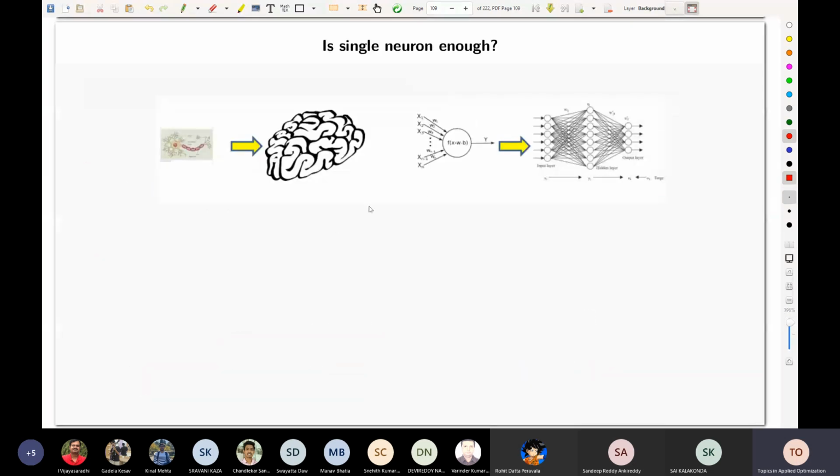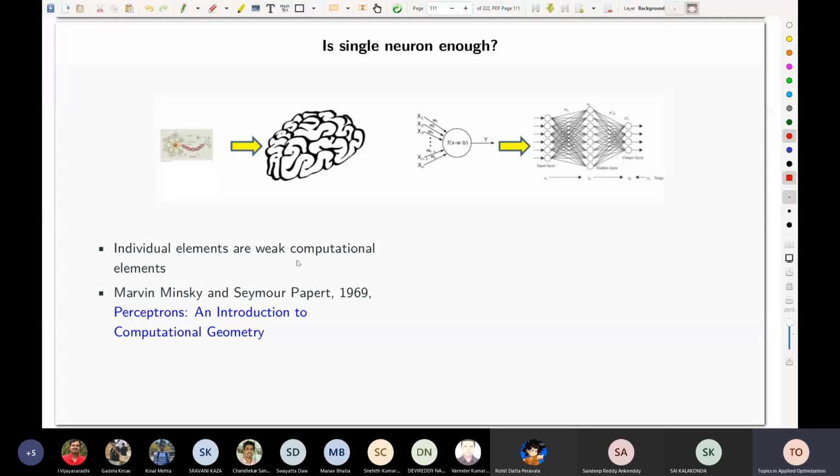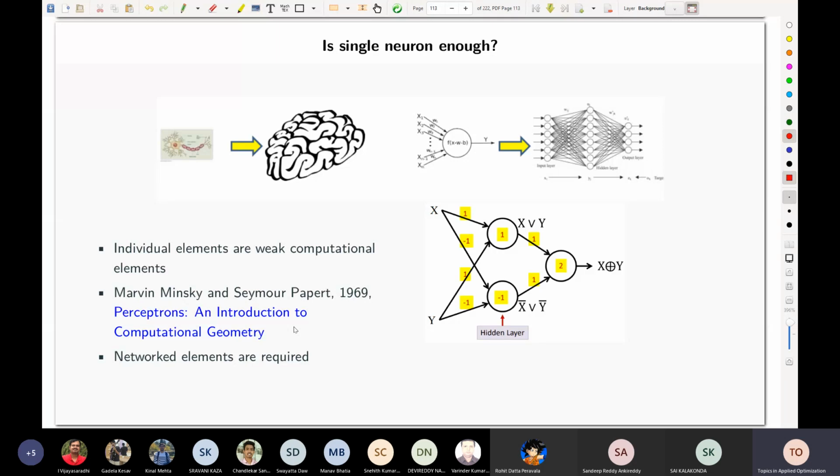So the question is, is a single neuron enough? Individual elements are actually turning out to be a weak computational element. This is from the Marvin Minsky paper, Perceptrons, 1969, an introduction to computational geometry. That's where they propose the idea that the XOR operation cannot be done. So what we need is a network of perceptrons basically, something like this.